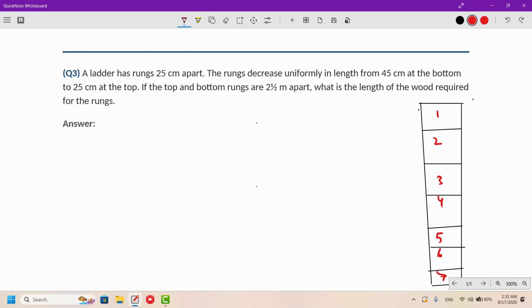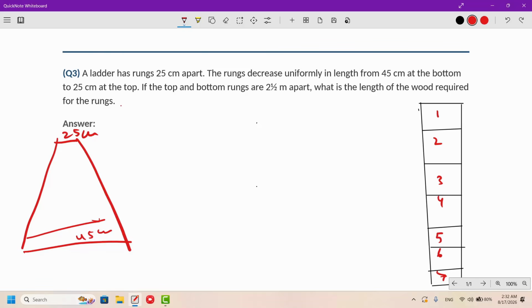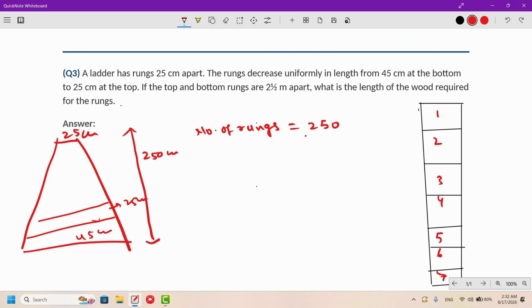So the total height is 250 centimeter, and this gap is 25 centimeter. You need to find the number of rungs. So the number of rungs equals 250 divided by 25 plus 1, that is 11 rungs.